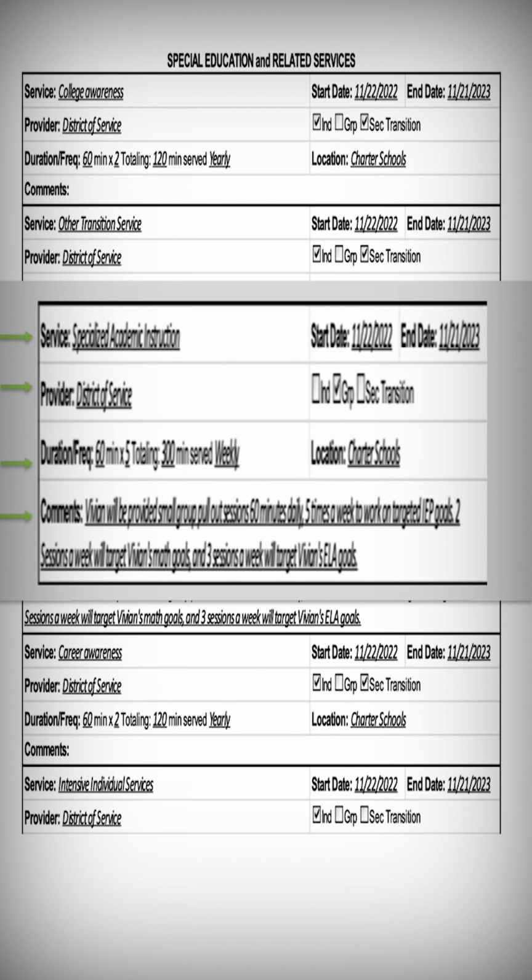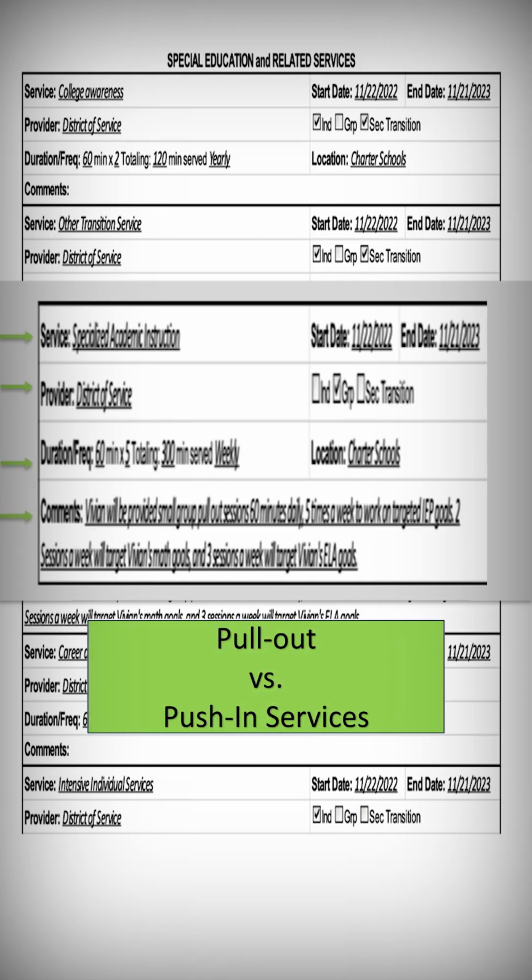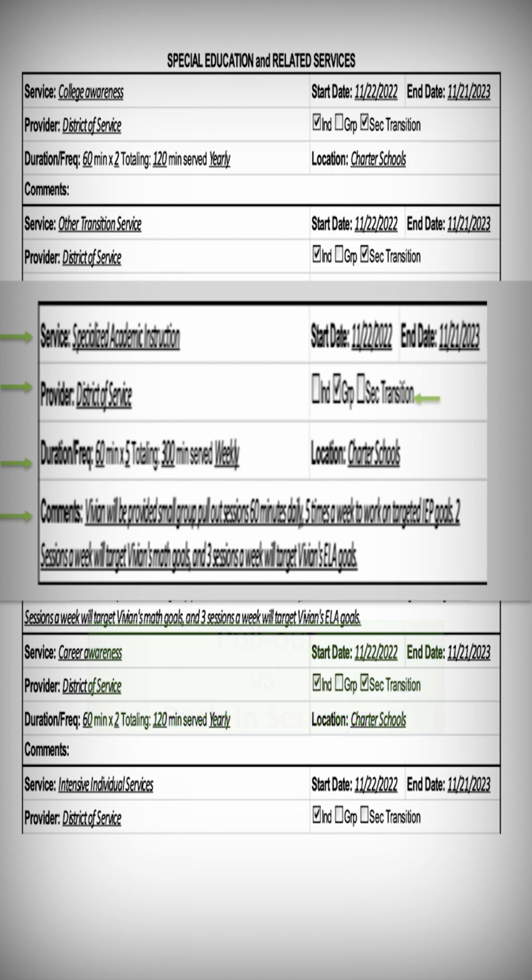In the comments, it shows how this is divided. 2 days for math, 3 days for language arts. 4. Where is the service taking place? For Vivian, this is a pull-out service. Pull-out means that the student leaves the general education classroom and receives instruction in a separate setting, often called the learning center or the resource room. With push-in services, the provider supports the student inside the general education classroom. Finally, 5. How is the service being delivered? Vivian is working in a small group. If she needed individual support, she would work one-on-one with the service provider.